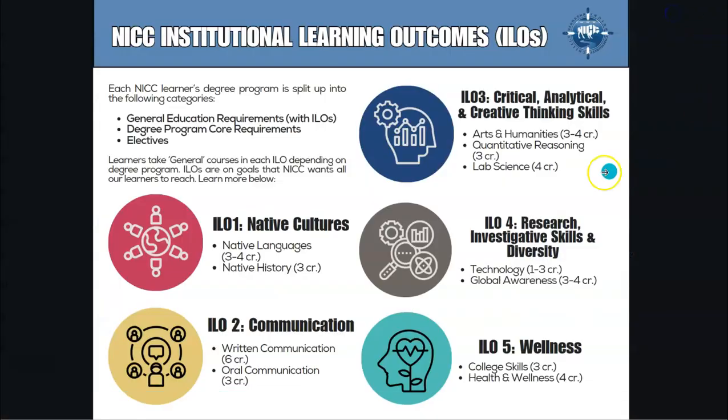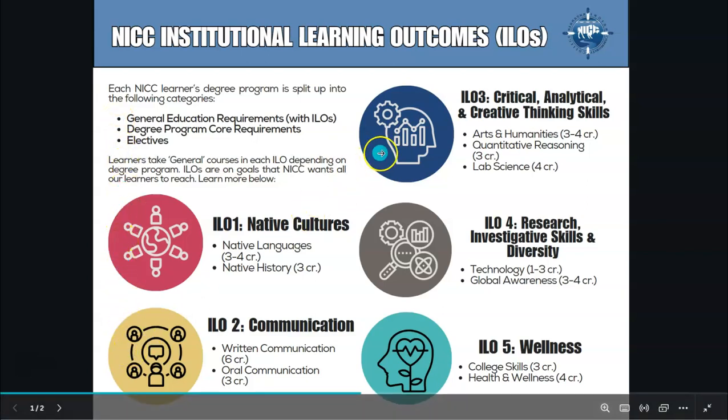When we put all of these things together, we can see that our degrees are split up with your general education requirements, which are based on the institutional learning outcomes, your program core requirements, dependent on the discipline, and then the electives, which are based on your career and interests as well. In each of these areas, we have somewhat of a choice, but it is based on certain parameters in which we want all of our students to grow.